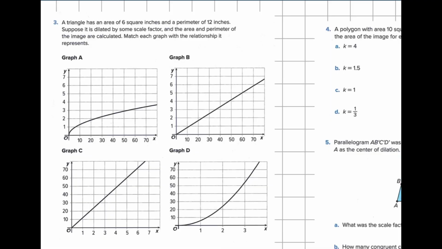Okay, the triangle has an area of 6 square inches and a perimeter of 12 inches. Suppose it is dilated by some scale factor and the area and perimeter of the image are calculated. Match each graph with the relationship it represents. So you're going to tell me which one is area, which one is perimeter. Do your best on this one. We'll talk about this one in the next video.